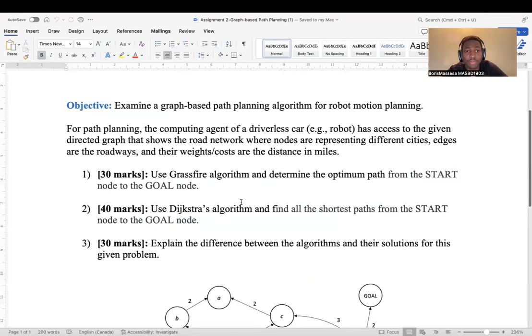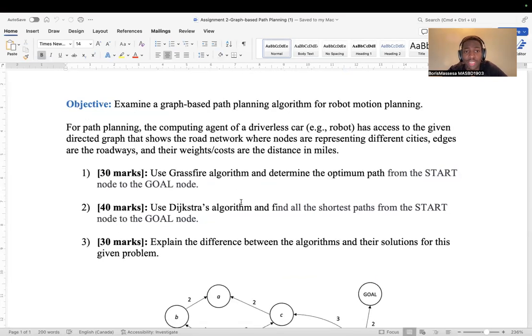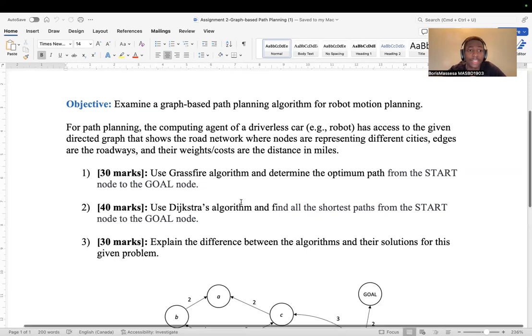So the objective of the assignment is to examine the graph-based path planning algorithm for robot motion planning. For path planning, the computing agent of a driverless car, for example, a robot, has access to a given directed graph that shows the road network, where the nodes represent different cities, the edges are the roadways, and their weight or cost is the distance in miles.